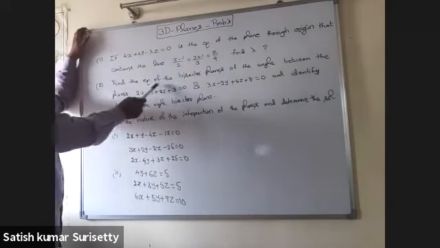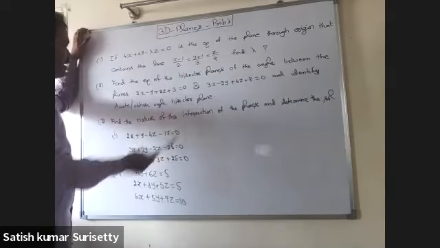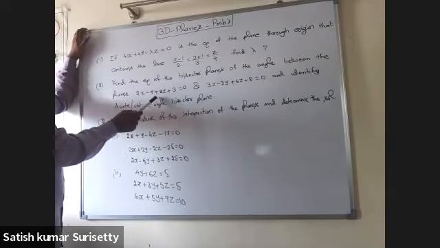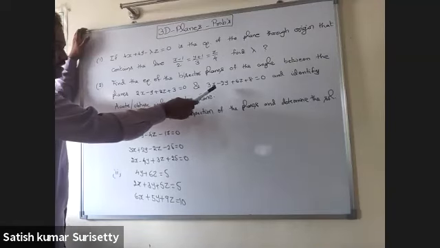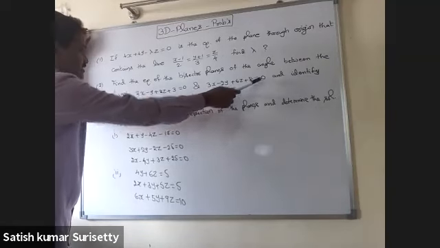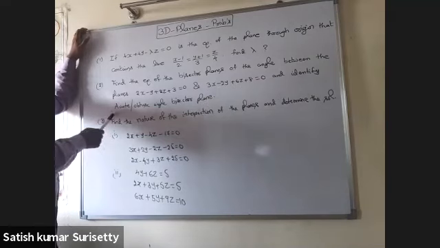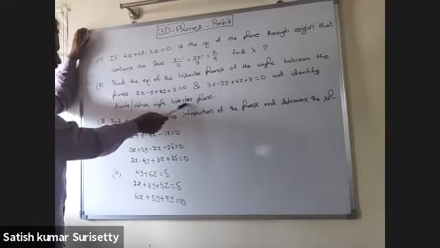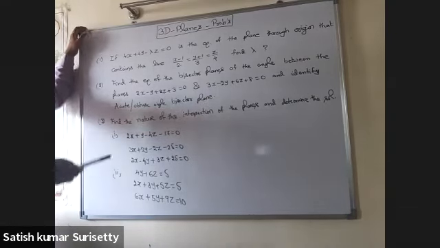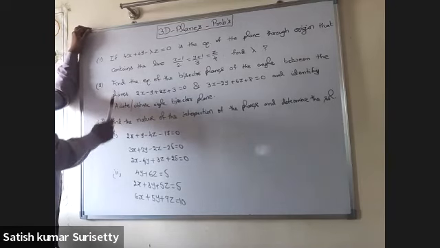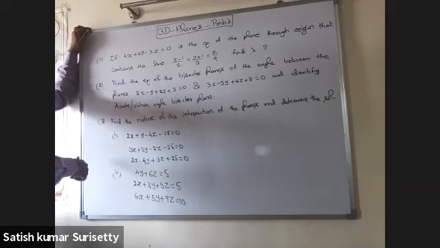Second, find the equation of the bisector planes of the angle between the planes 2x − 5y + 2z + 3 = 0 and 3x − 2y + 6z + 8 = 0, and identify the acute/obtuse angle bisector plane. That is, among the bisector planes, you have to identify which one corresponds to the acute angle bisector plane and which one corresponds to the obtuse angle bisector plane.